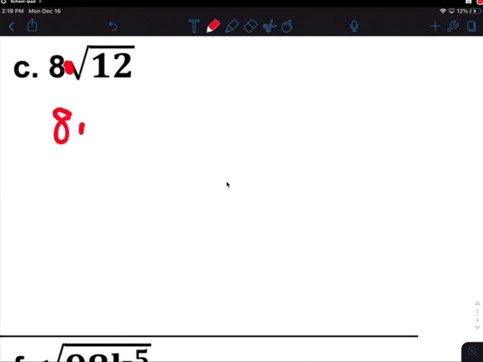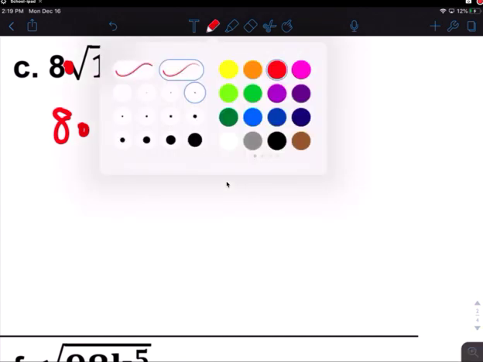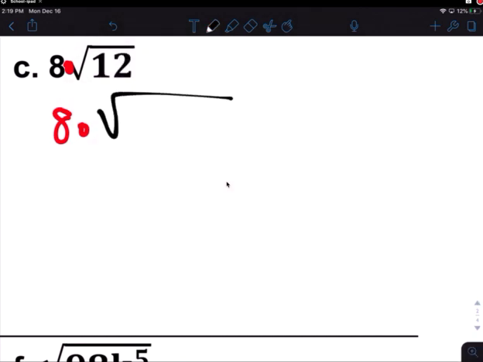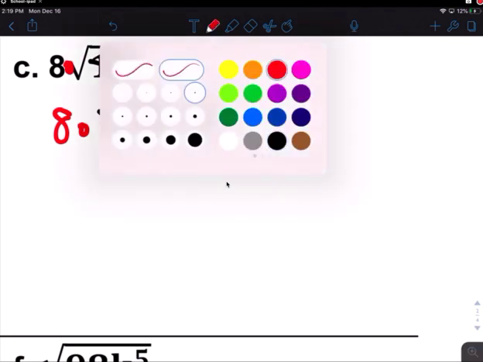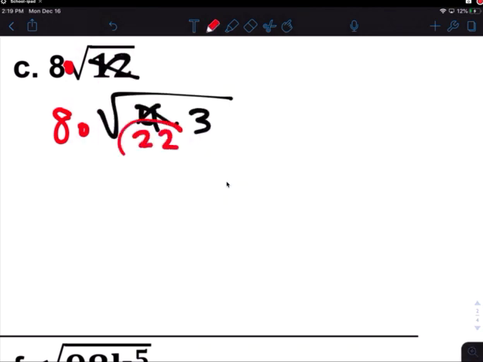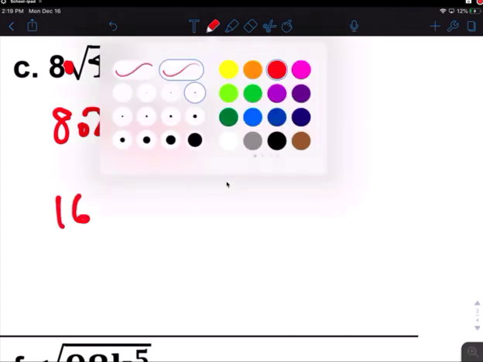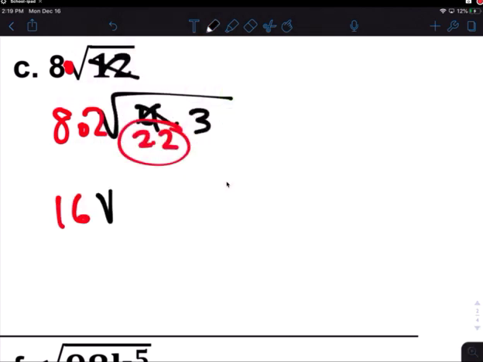This is 8 times the square root of 12. 4 times 3. That can be 2 times 2. So you got 1 pair. 8 times 2, you get 16. And then you still have the square root of 3. Okay, you do that to all of them.